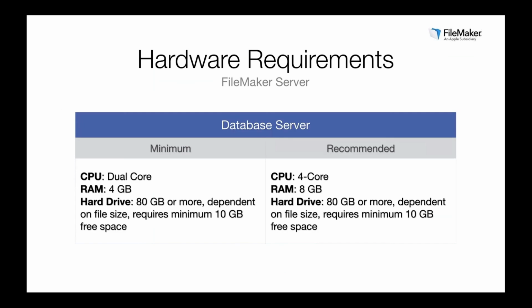All right, so let's quickly talk about what you would need in order to deploy FileMaker Server or FileMaker Cloud. First, in FileMaker Server, there are hardware requirements. At a minimum, FileMaker Server requires a dual-core CPU with 4 GB of RAM. However, we recommend a 4-core CPU with at least 8 GB of RAM, and in both situations, at least 80 GB of storage with at least 10 GB of free space at any given time.